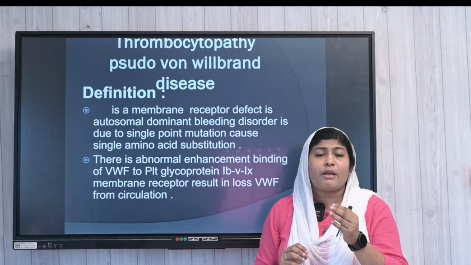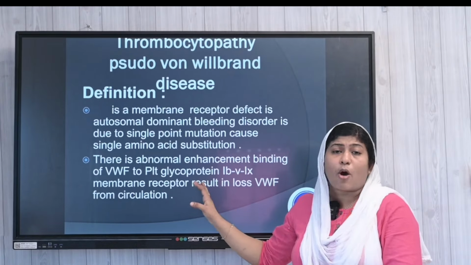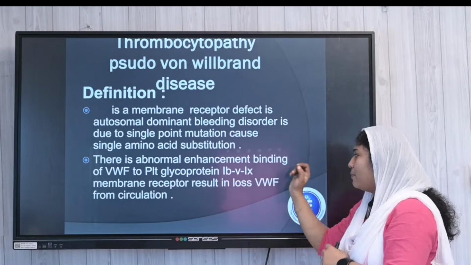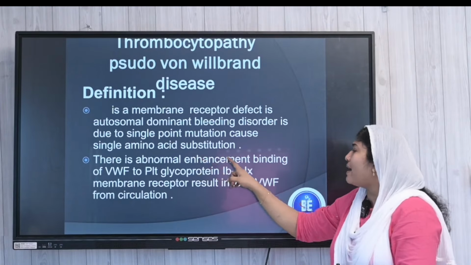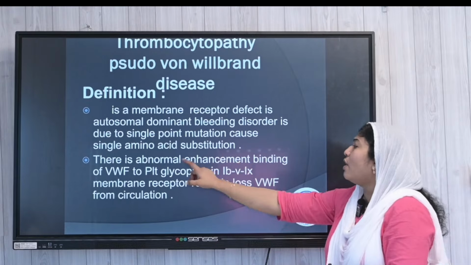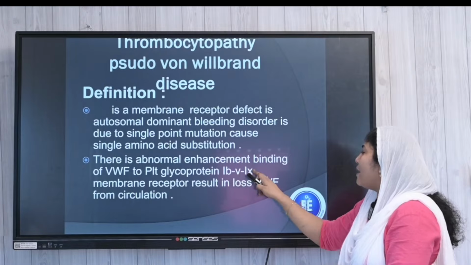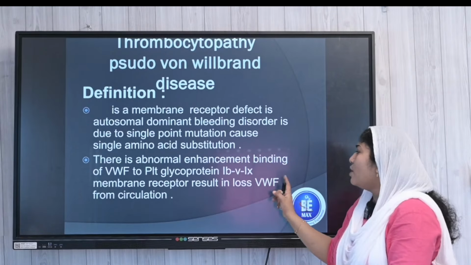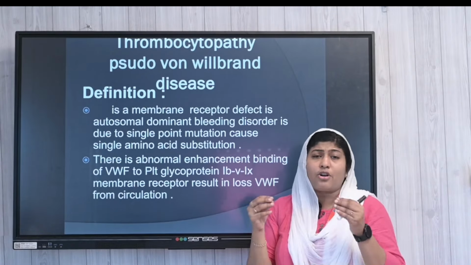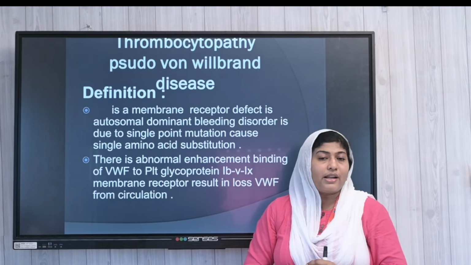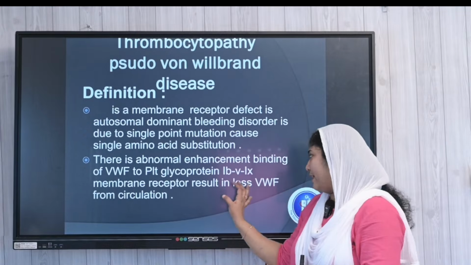But if the von Willebrand's factor is also not releasing properly from the injured area, then definitely that reaction will also become abnormal. So this is an abnormality of binding of von Willebrand factor to the platelet glycoprotein 1b, 5 and 9 receptor complexes. That means von Willebrand's factor cannot properly bind with the platelet receptor, which also results in a prolonged bleeding condition.